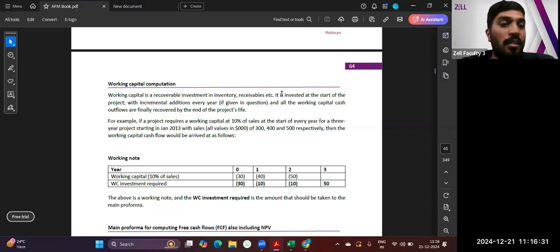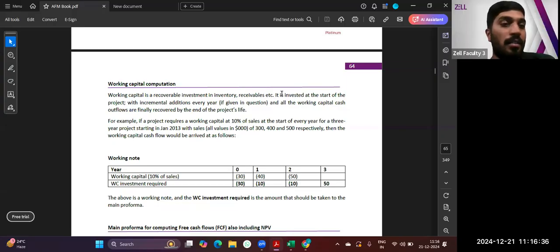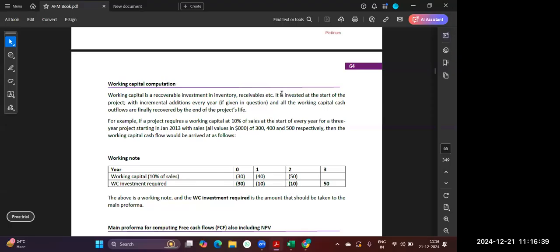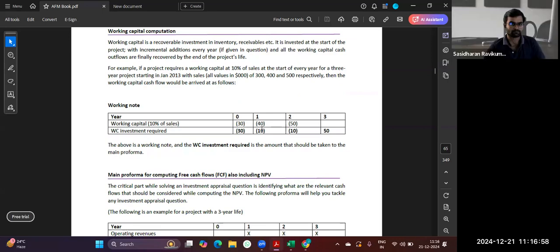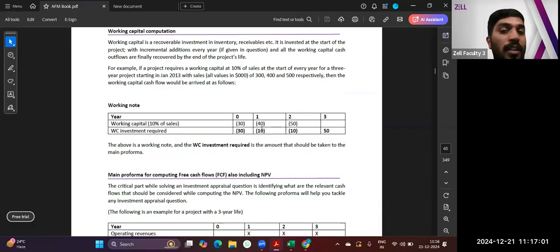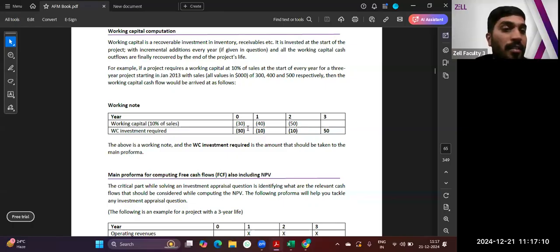Everyone with me till here? Understand one thing. Working capital is something that you require at the start of the year, correct? If I have to get 1,000 rupees revenue at the end of year one, that means I have to invest some money at the start of the year. Yes or no? So if I want to invest at the start of year one, the working capital requirement, I'll have to put it in year zero, because I'm talking about cash flow at the end of the year, right?